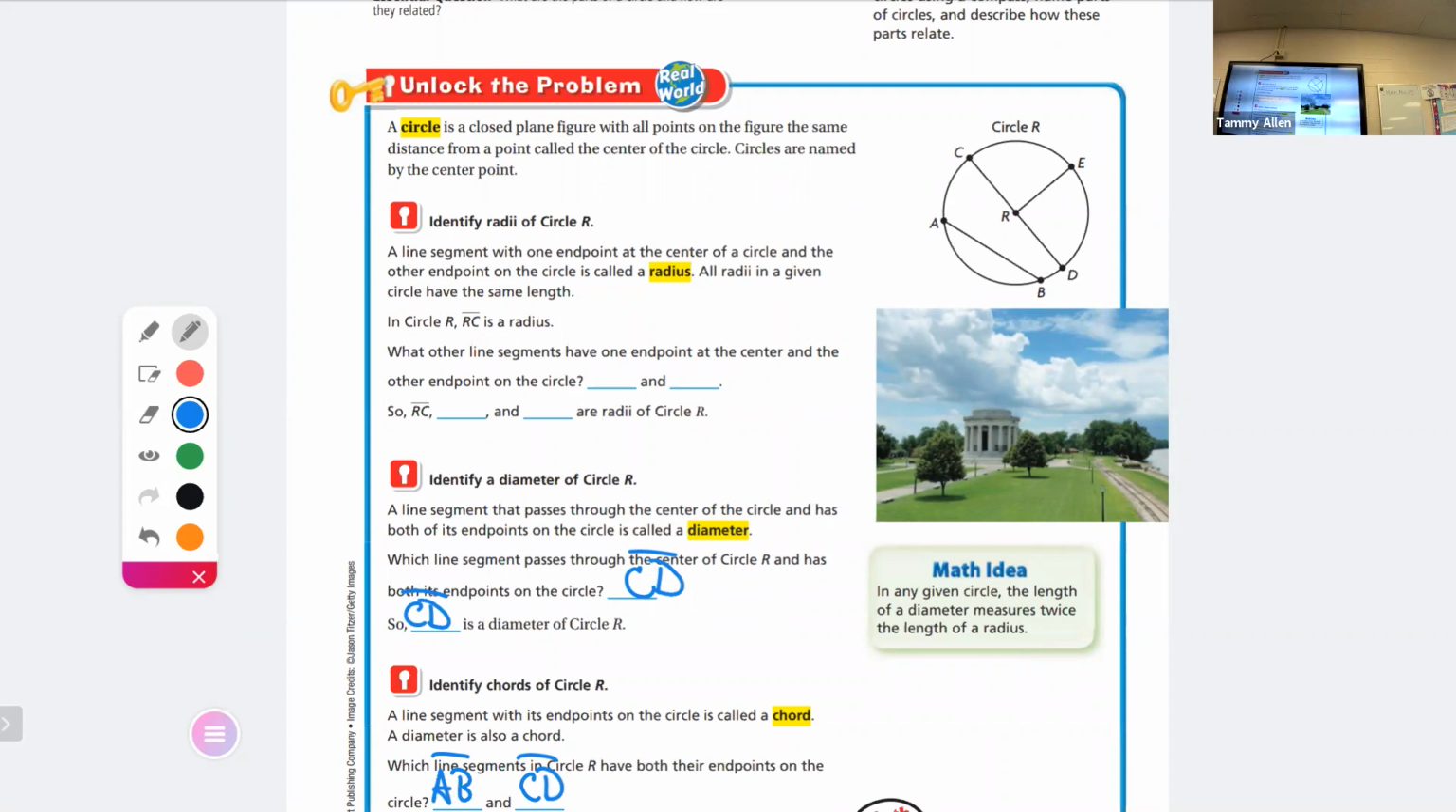The diameter is talked about a lot more than just one of these chords over here. Okay? Because a lot of people will use a distance across the circle more than just somewhere on the circle. Okay? Does that make sense? Okay.